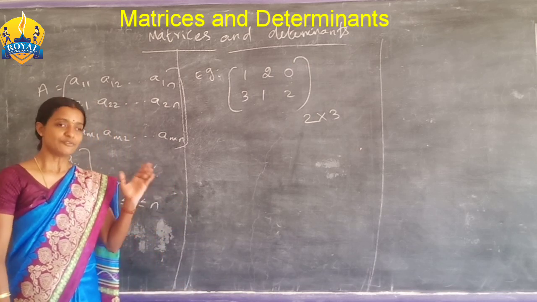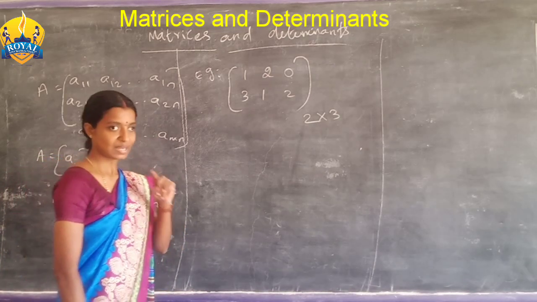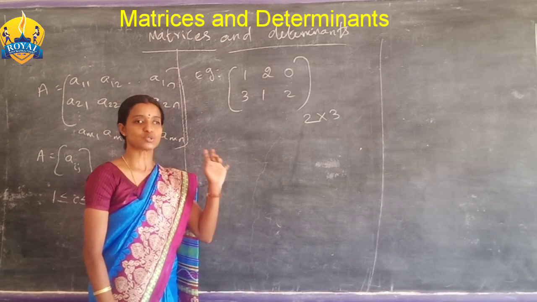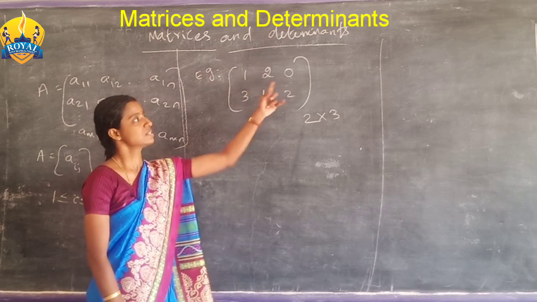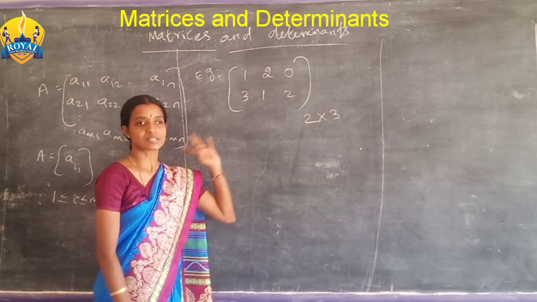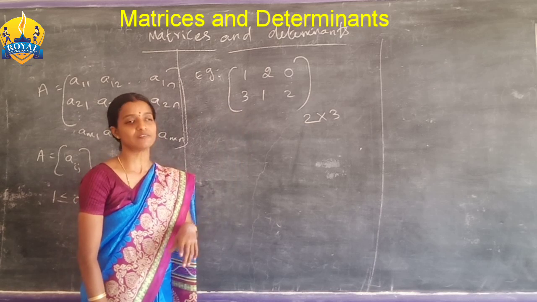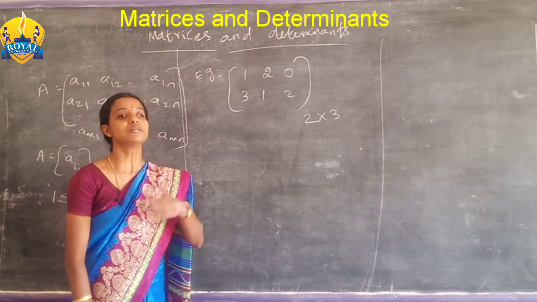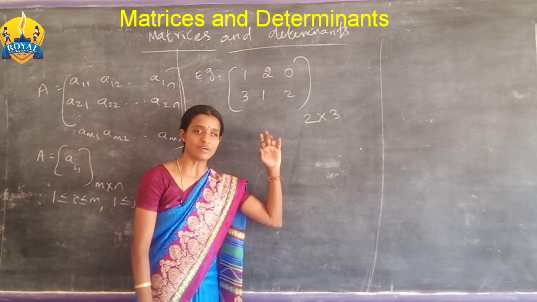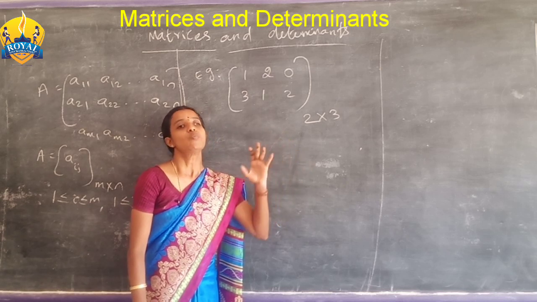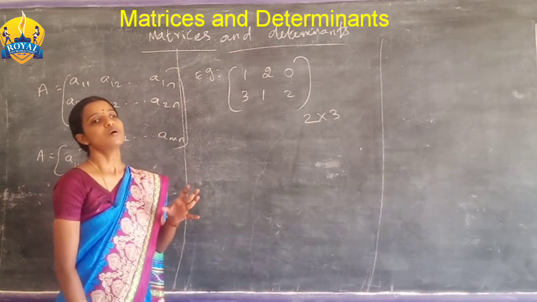Now, suppose I have a matrix with a total of 12 elements. Now, how many elements do I have here? The total number of elements inside the matrix is 6, since 2 threes are 6. Suppose the total number of elements in the matrix is 12, what are all the possible orders I can have? My question is, if my total number of elements inside the matrix is 12, what are all the possible orders?